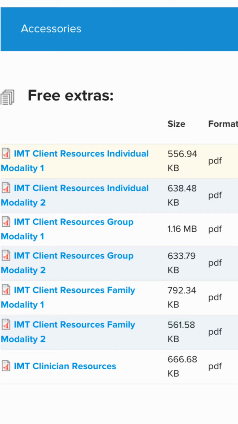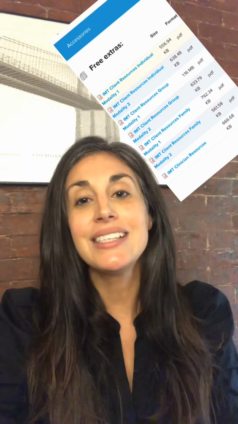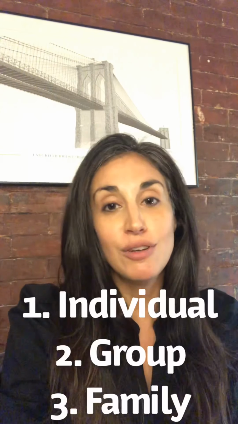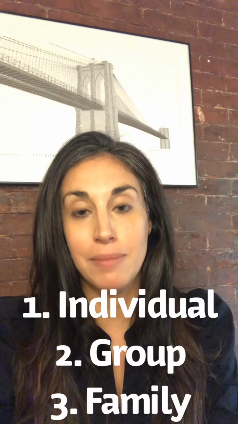The second is a set of PDFs. There are 6 of them, and a 7th for clinicians only. And these 6 PDFs comprise the client resource book, or the patient and family resource book. So these 6 PDFs represent the 6 components of IMT that are spread across the 3 modalities of IMT, which are individual, group, and family treatment.